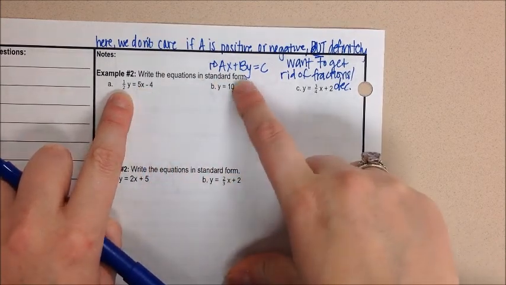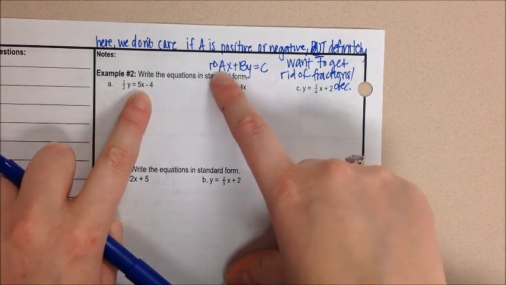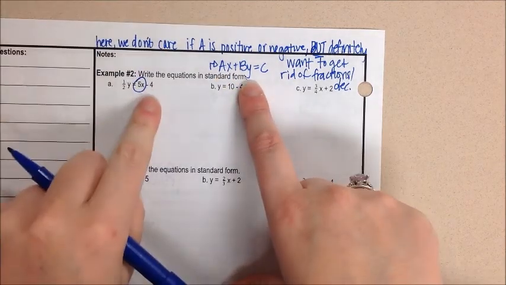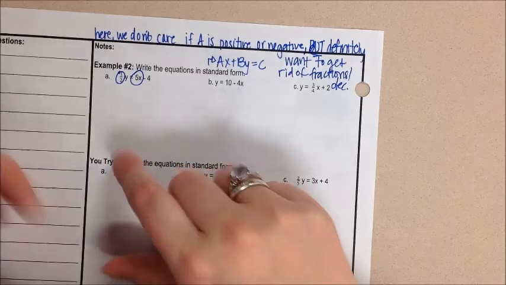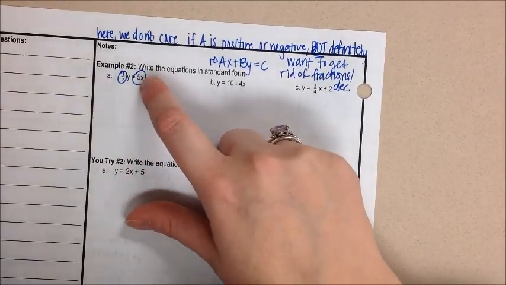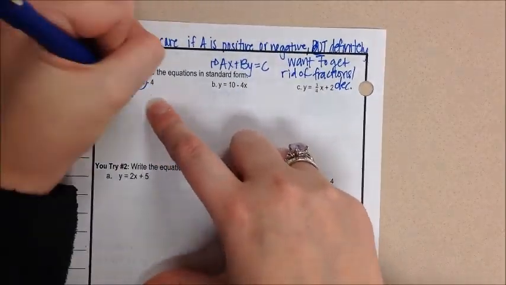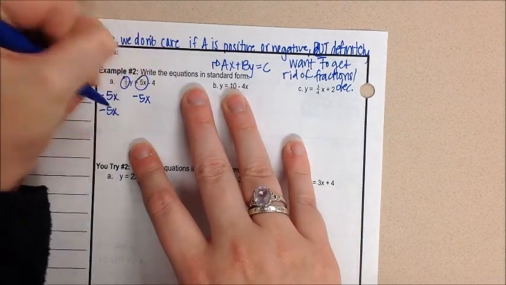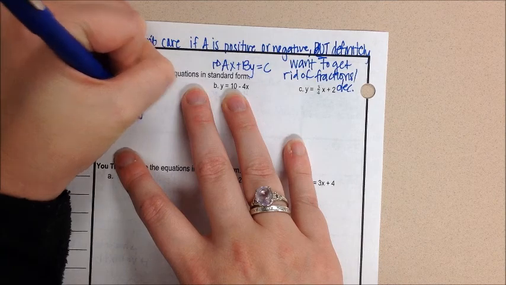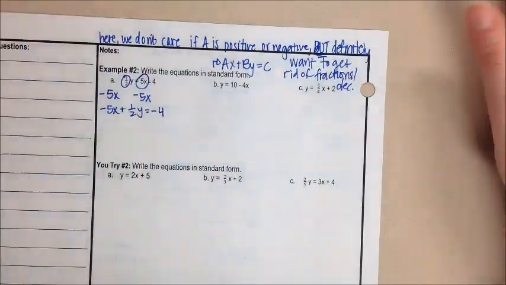So right now my y is on the left side, that's good, okay? My x is not, so I'm going to have to deal with that, and I'm going to deal with that fraction, and the 4 is fine over there. So first thing I'm going to do is get the x on the left side. So I'm going to subtract 5x from both sides. So then I have negative 5x plus 1/2 y equals negative 4.